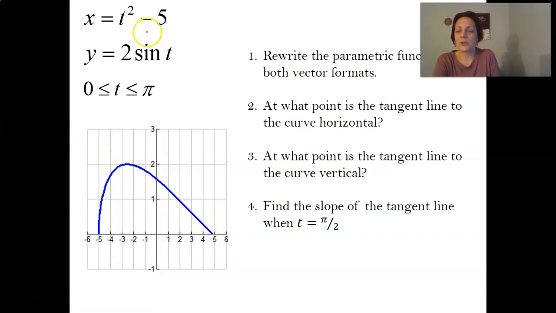So here we have a parametrically defined function. X is t squared minus 5, y is 2 sine t, and they give us an interval of time between 0 and pi. And here's the graph of this thing. So notice that when time is 0, my x value is -5, and my y value is 0. In other words, at time is 0, this is where we are right here. Here's our starting point.